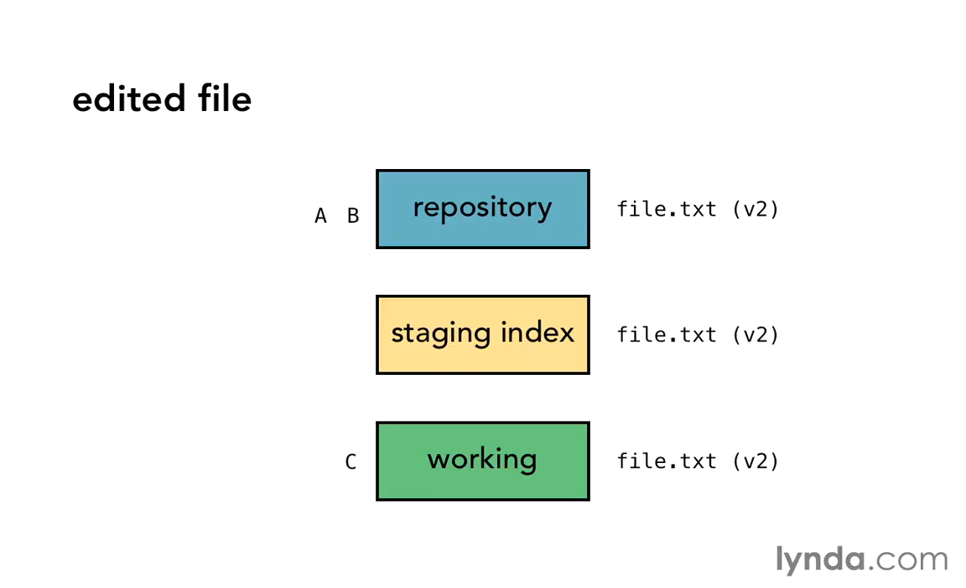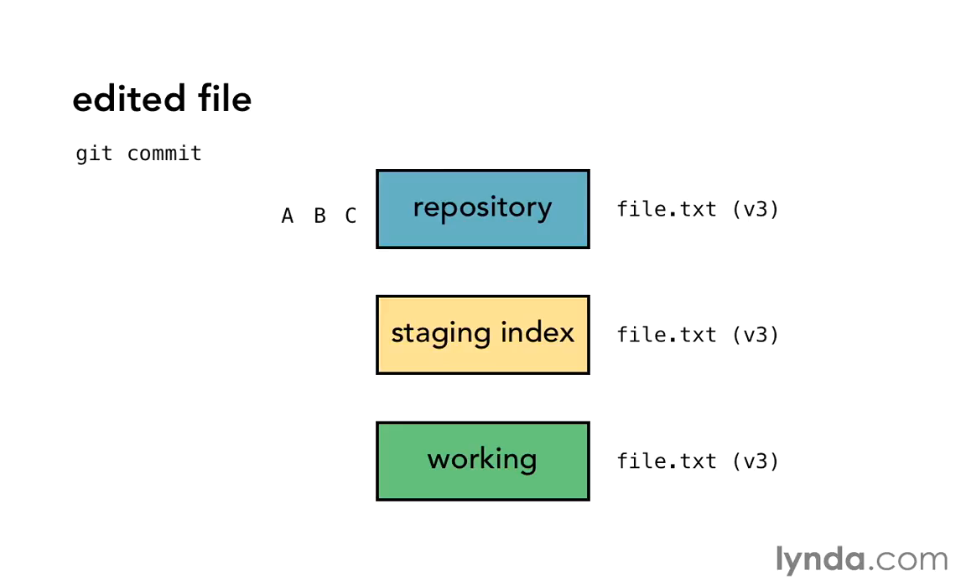We can do this process one more time. We'll have change C with version 3 of the file. We'll push that change up to the staging index, and then we'll commit it and it'll go to the repository. So this is the typical Git workflow that we're going to follow. And as we saw before, if we used git log, it would show us the sequence of those changes. It would show us changes A, B, and C that had been made over time.